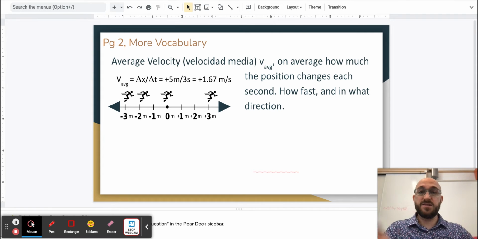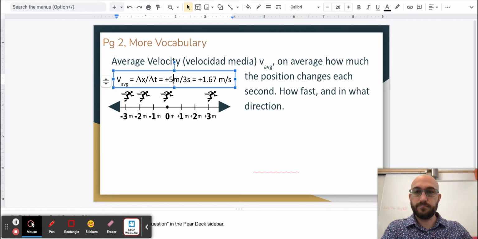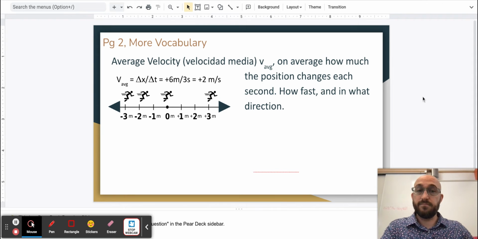Well, in this case, we went from -3 meters to +3 meters. That's a 1, 2, 3, 4, 5. Oh, that's a typo. That's +6 in 3 seconds. Okay, well, that's an average velocity of 2 meters per second.